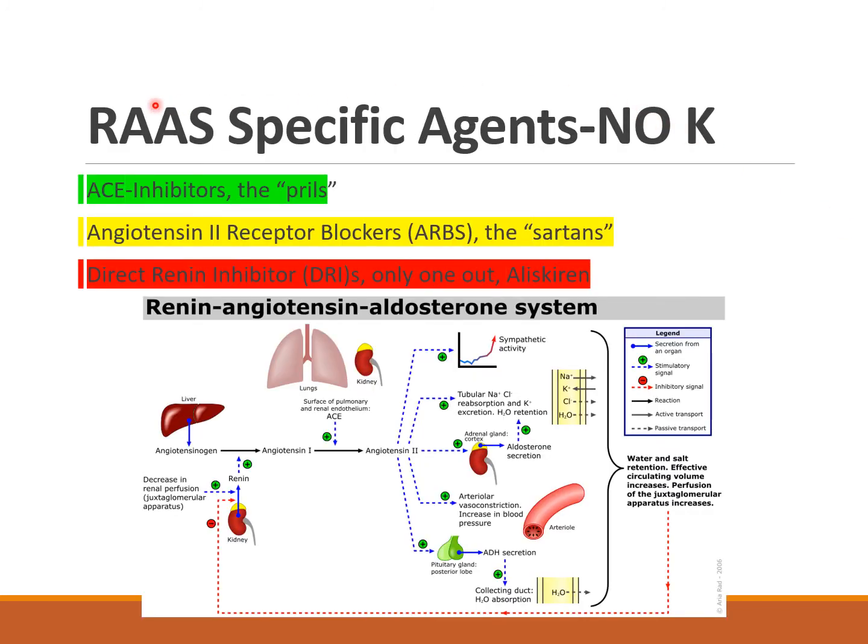Then we go on to RAS specific agents. No potassium supplements should be given when these drugs are taken. What are the first classes which we are discussing over here? ACE inhibitors, the prils; angiotensin 2 receptor blockers, which are the sartans; and the direct renin inhibitors, which is aliskiren.